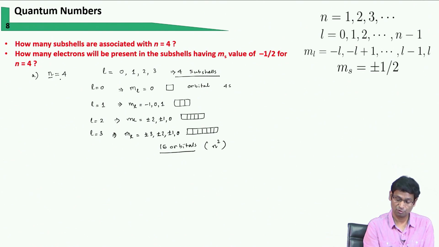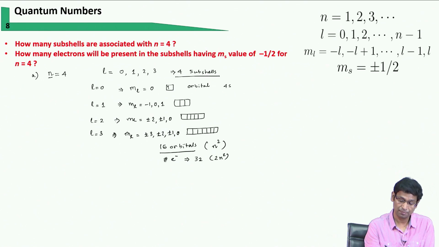So, if n is 4, we have n square, that is 16 orbitals, and the number of subshells is also given as n, because l goes from 0 to n minus 1. Therefore, if the principal quantum number n is given, you have n subshells and n square orbitals, and each orbital can have 2 electrons. So the number of electrons will be 2n square, in this case 32.